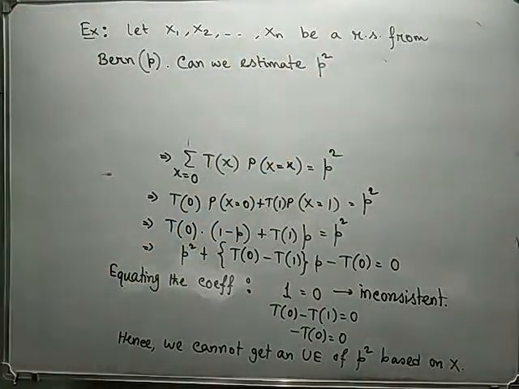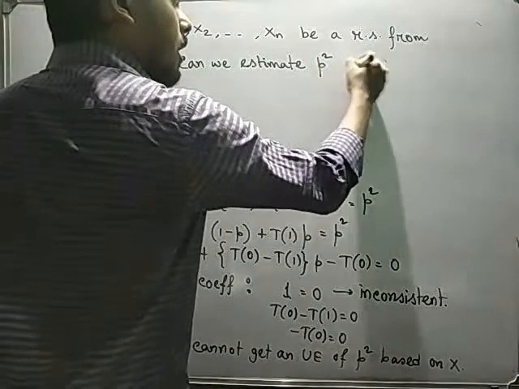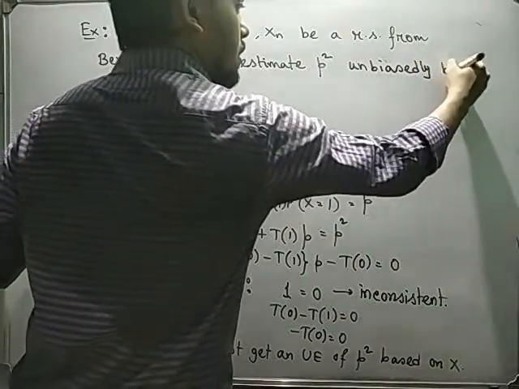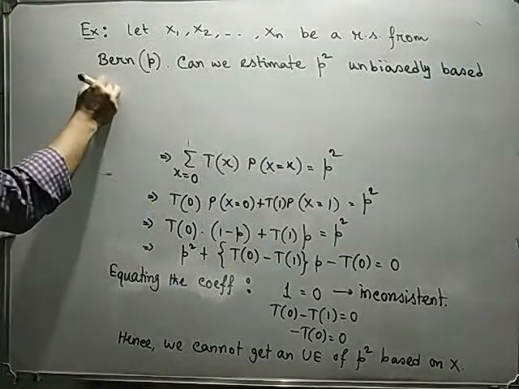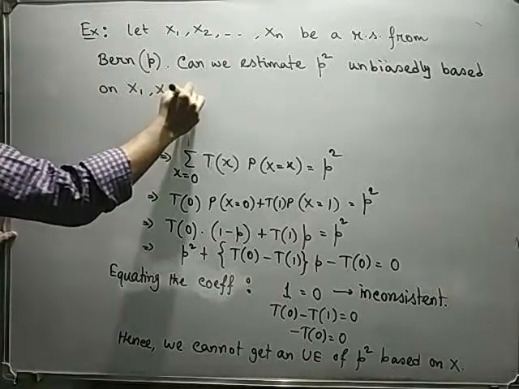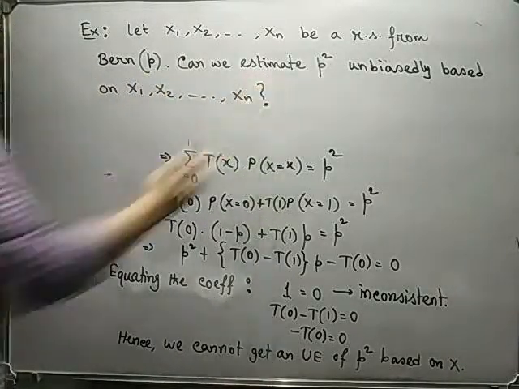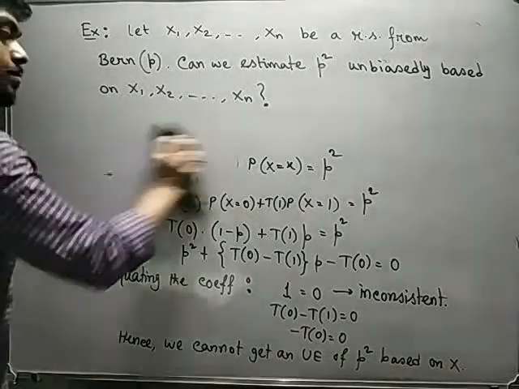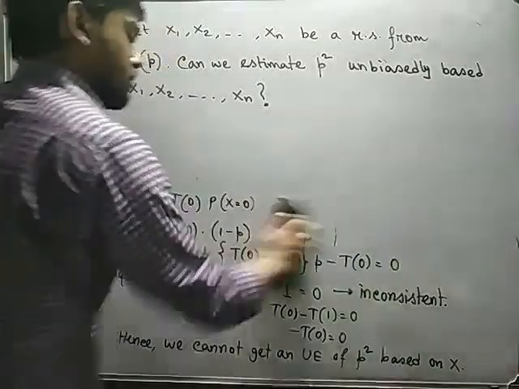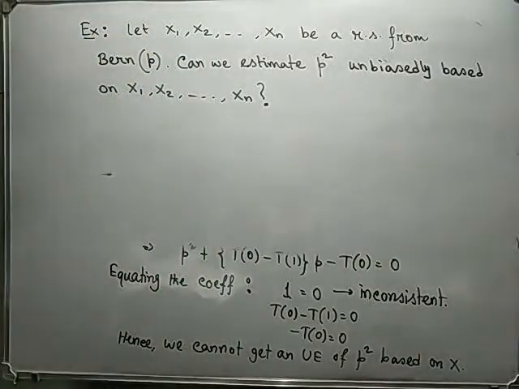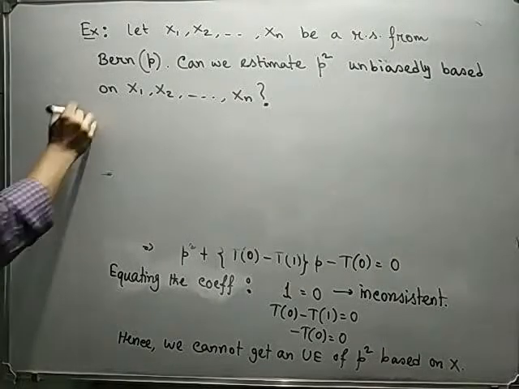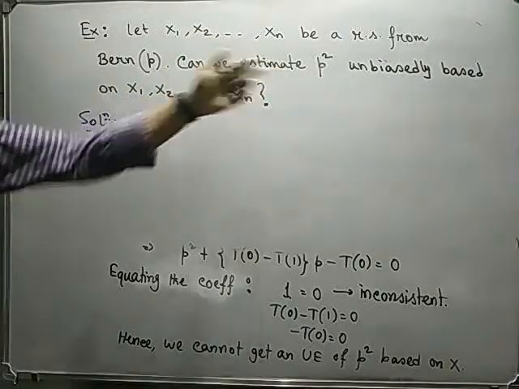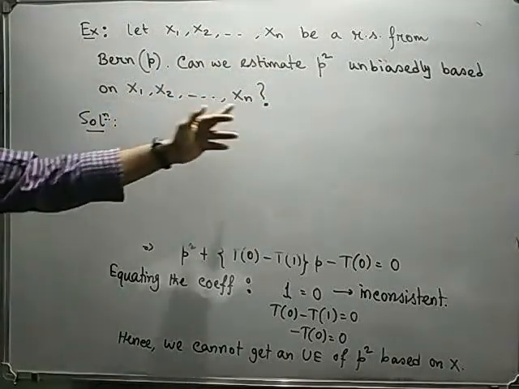Okay. Can we estimate p square unbiasedly based on x1, x2, xn? So the question is this. Can we estimate the p square? Now how can we estimate the p square? So, solution. Now we have to estimate the value of p square using these x1, x2, xn, using these n samples.